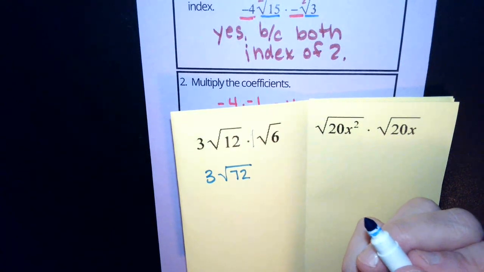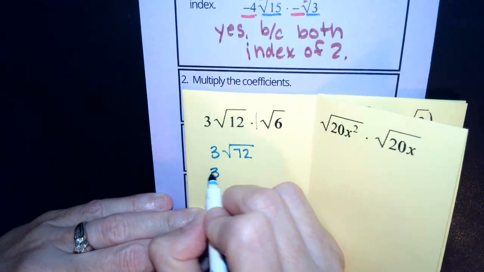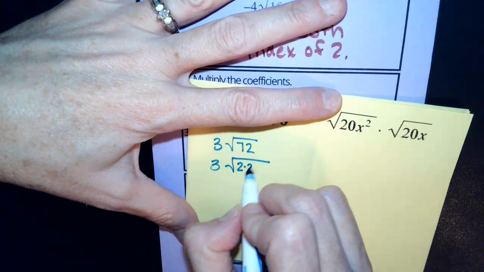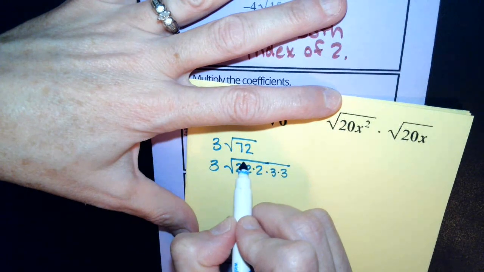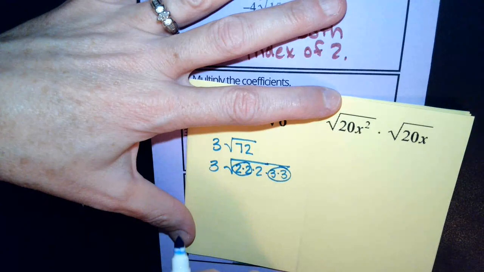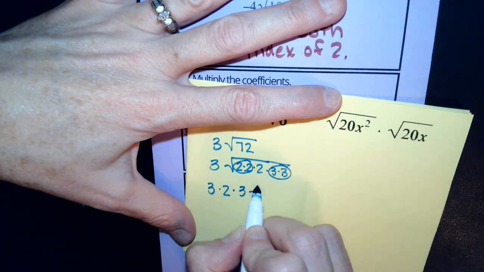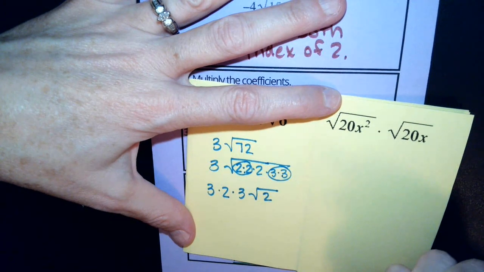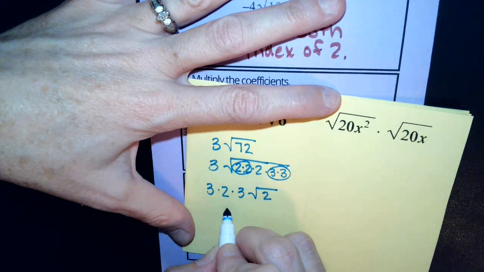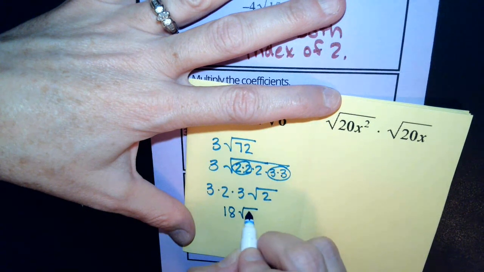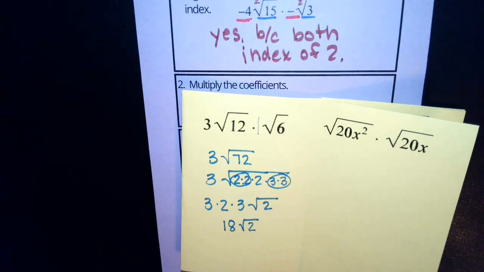Okay, now we need to use the prime factorization book, and that's going to give me 72 is 2 times 2 times 2, 2 cubed, times 3 squared, so 2 3's. So we have a pair of 2's, we have a pair of 3's. So I have 3 times 2 times 3 on the outside, and then I have a 2 remaining underneath the radical symbol. 3 times 2 is 6, 6 times 3 is 18, so now we have 18 square root of 2.